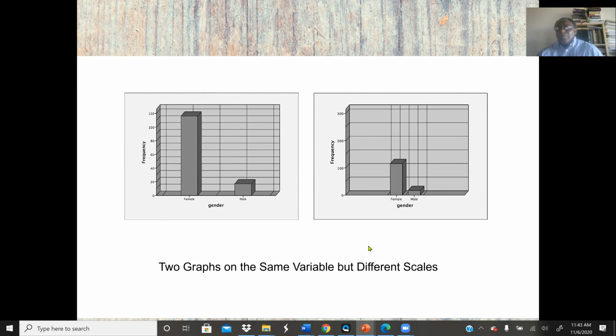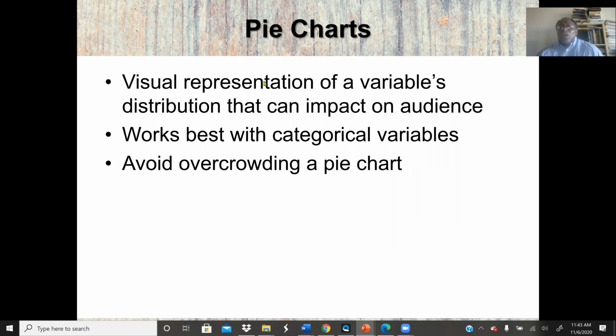We also have what we call the pie chart. Pie charts are very common for categorical data, and also if we have large variables, different types of values, we can represent them by using a pie chart. So here we say it is a visual representation of a variable's distribution that can have an impact on the audience. It works best with categorical variables, as we said, and also avoid overcrowding the pie chart.